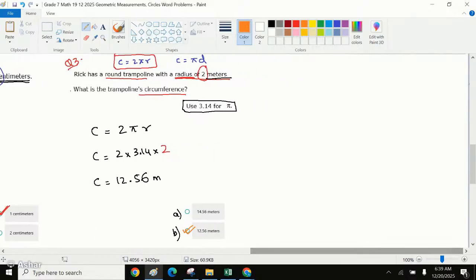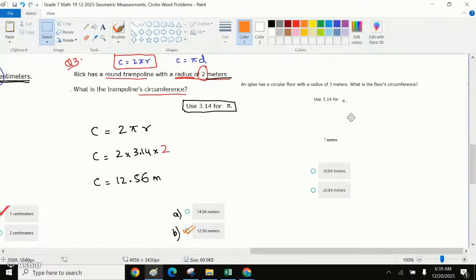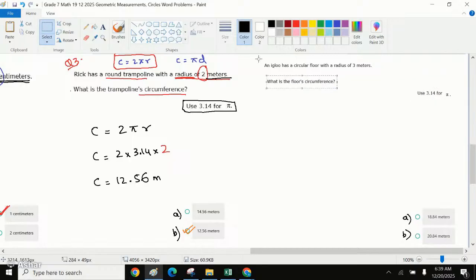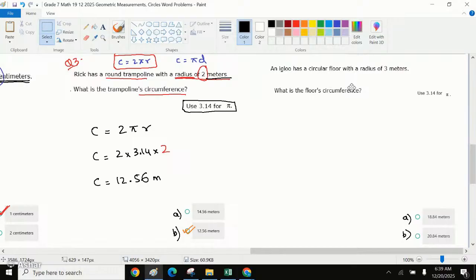If I would say, let me just copy this so that we have it on the screen. Let's do question number 4. Okay. Let's align this first. We write down option A and option B. We say this is option A, this is option B. I'll just align the question so that it's readable for you. What is the floor circumference? Let's enlarge this.